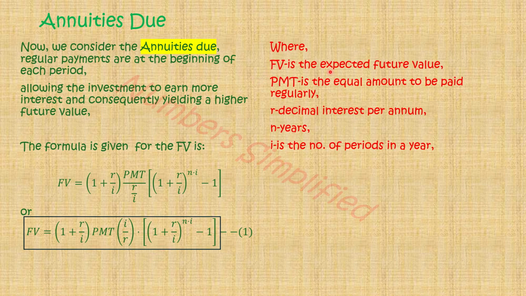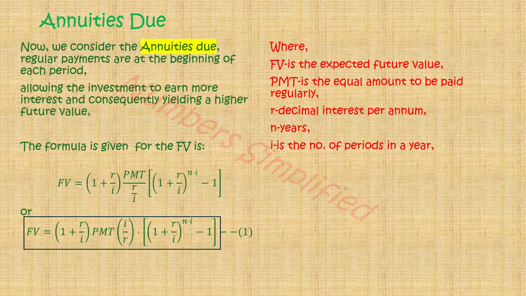Where, of course, everything is still the same. FV is the expected future value. PMT is the equal amount to be paid regularly. And R, decimal interest per annum. N, the number of years. And I, it is the compounding period within a year.